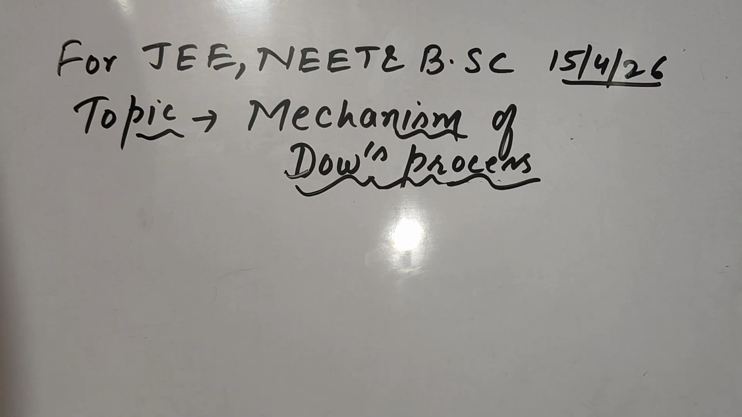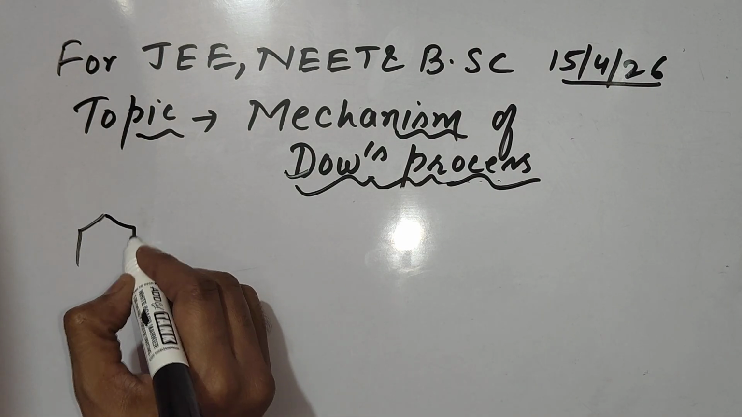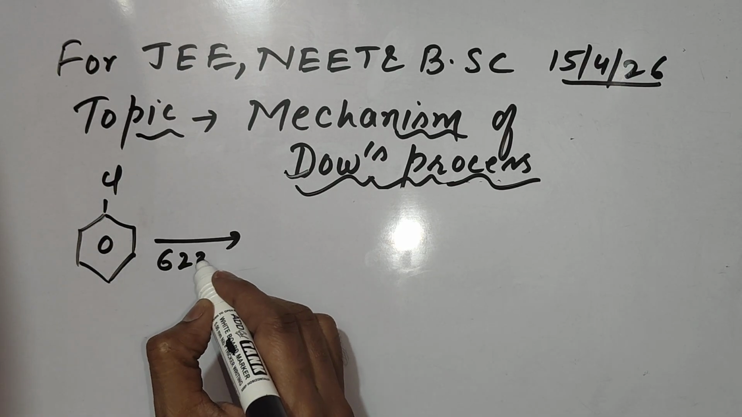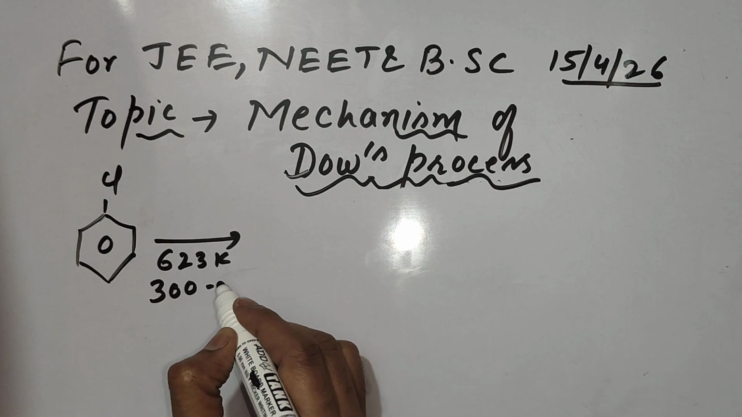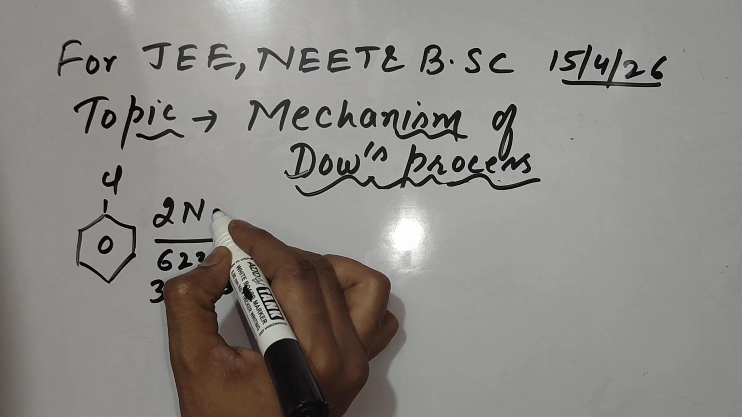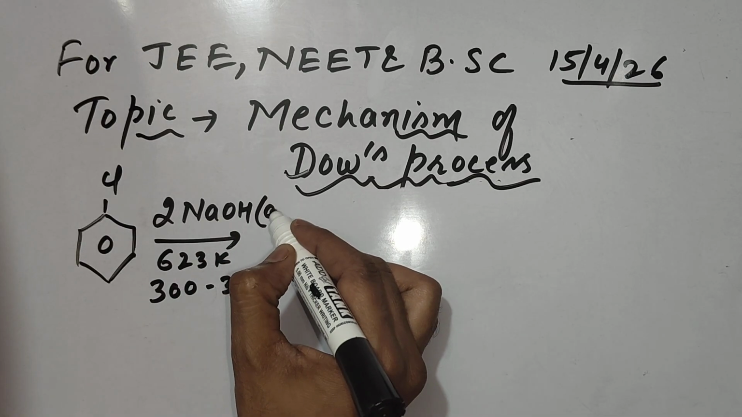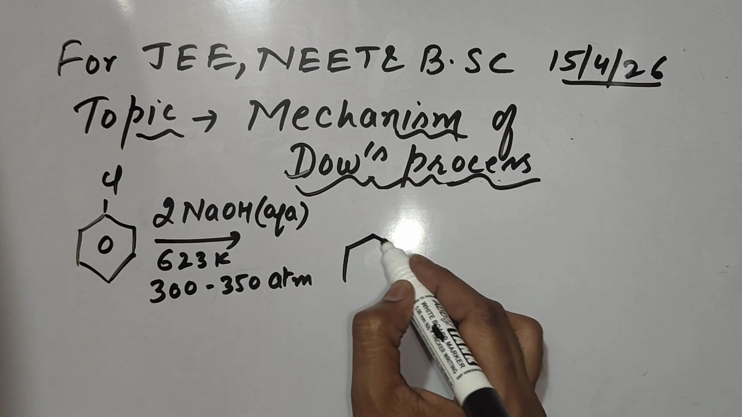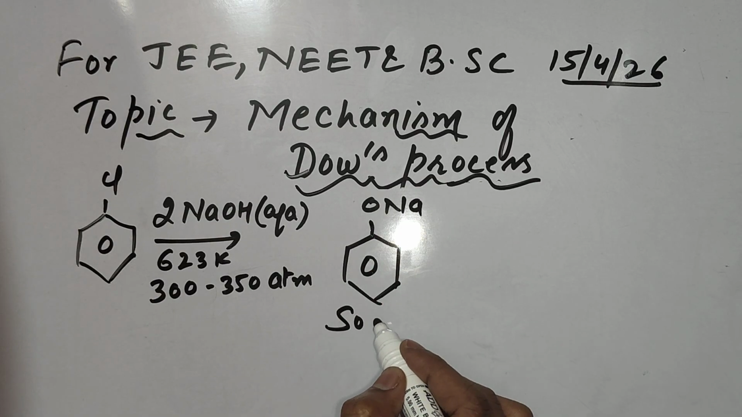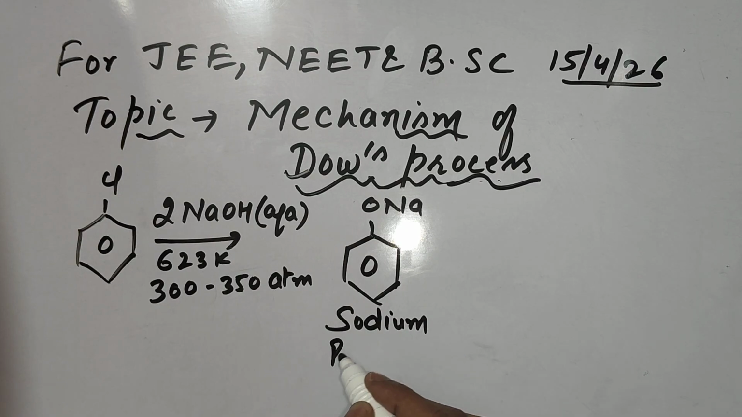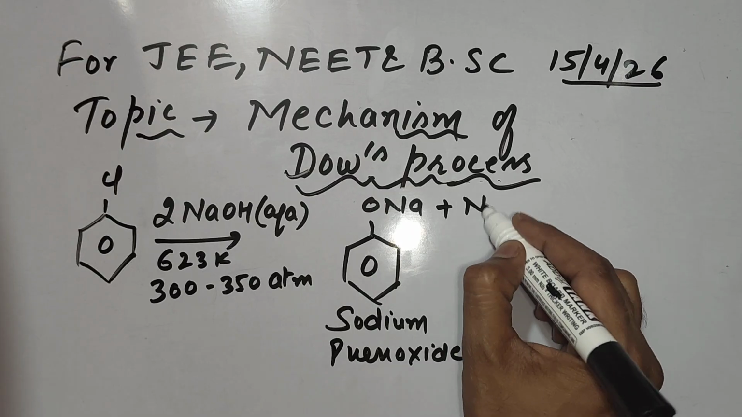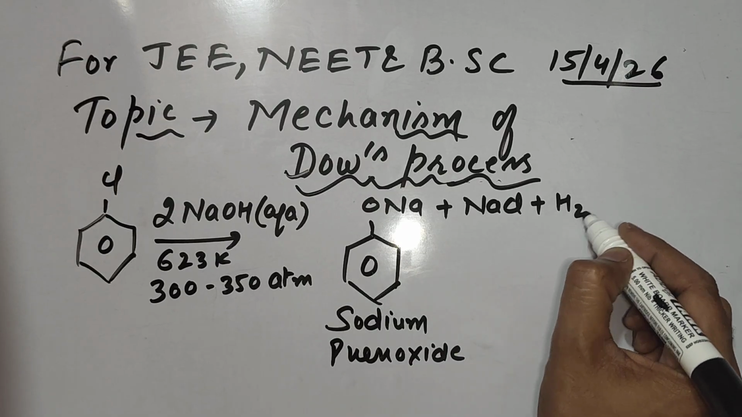Let's first recall what reaction it was. In this reaction, one molecule of chlorobenzene at 623 Kelvin temperature and 300 to 350 atmospheric pressure was reacting with two molecules of aqueous NaOH, generating sodium phenoxide. The side products were sodium chloride and water.